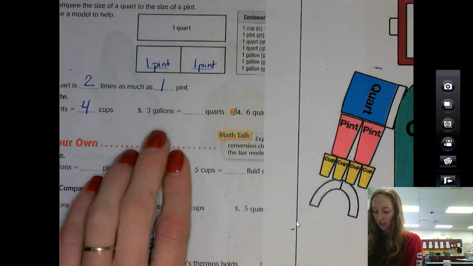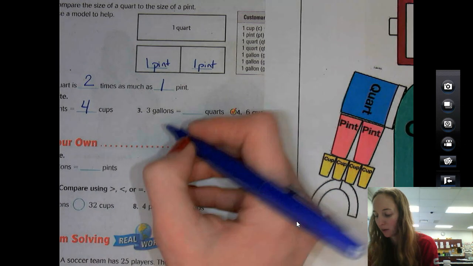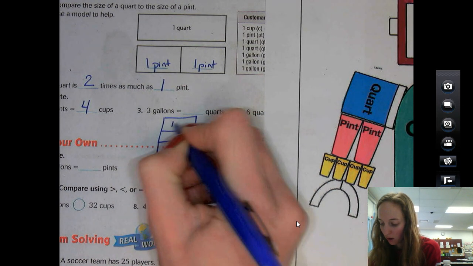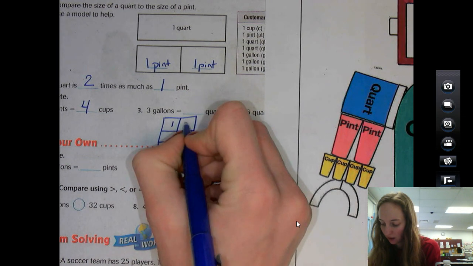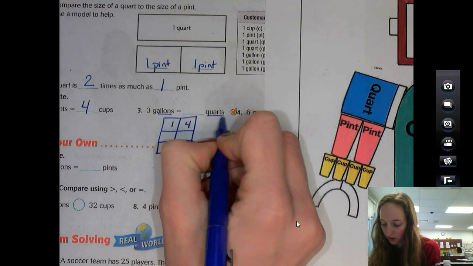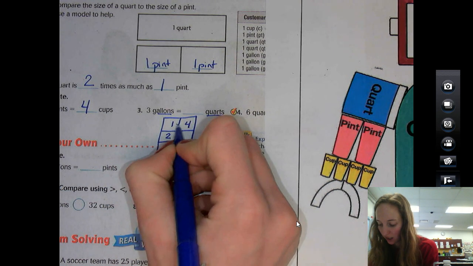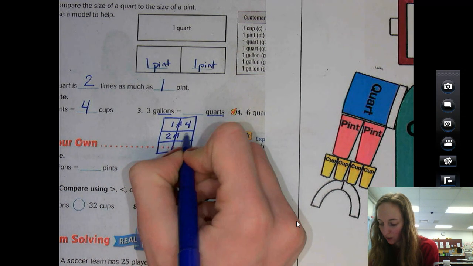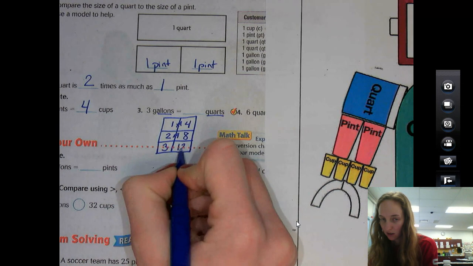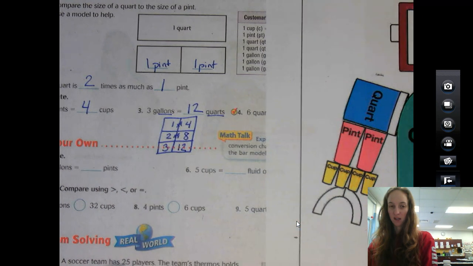Okay, the next one says 3 gallons equals how many quarts? I'm going to make a table right here, a little bitty table. Okay, 1 gallon is 4 quarts. Here's my gallons, here's my quarts. 2 gallons would be a little bitty times 4, right? 2 times 4 would be 8 quarts. 3 gallons would be 12 quarts, right?